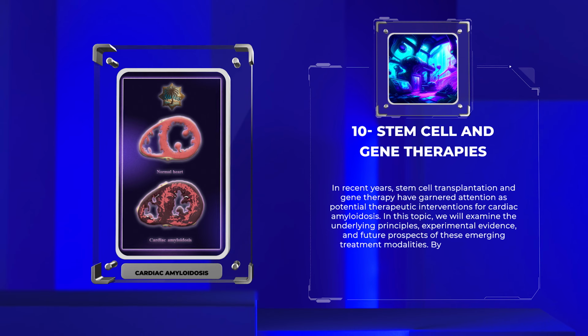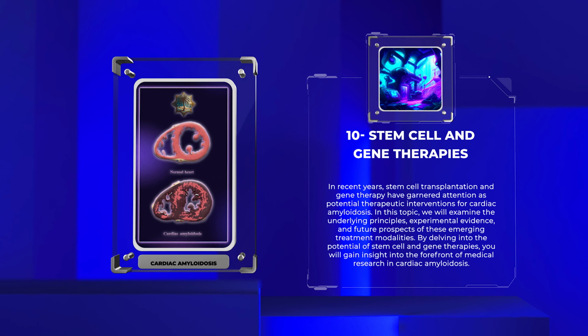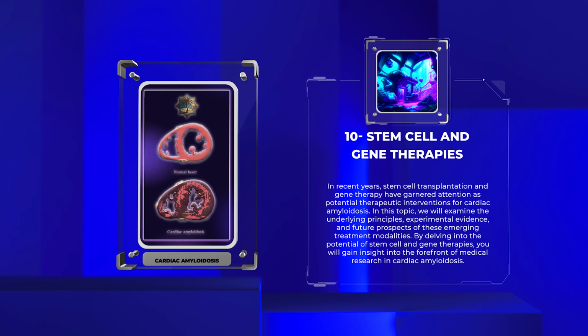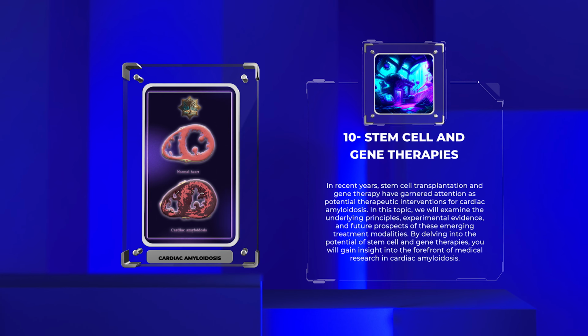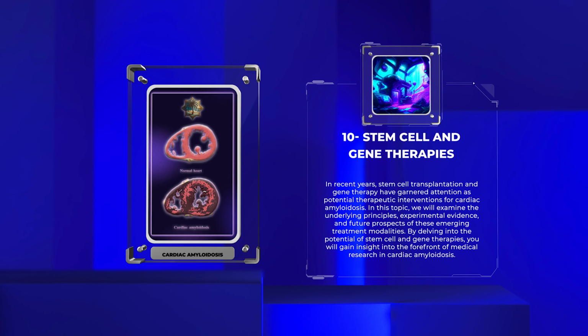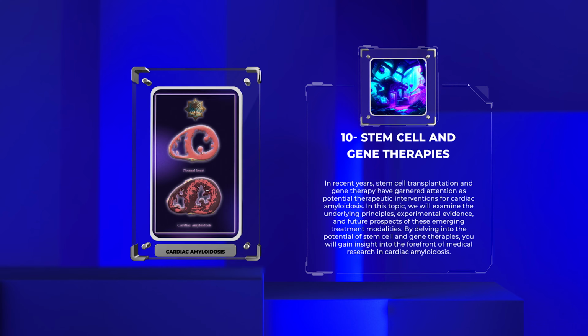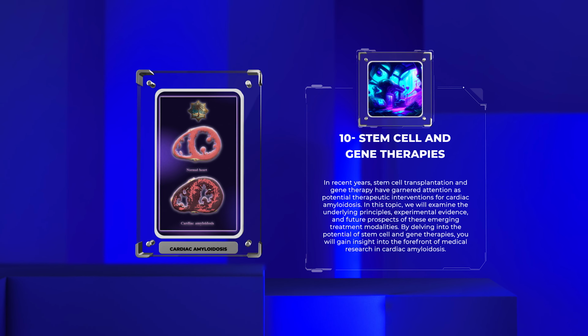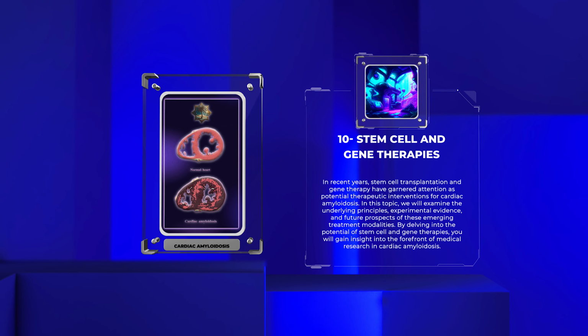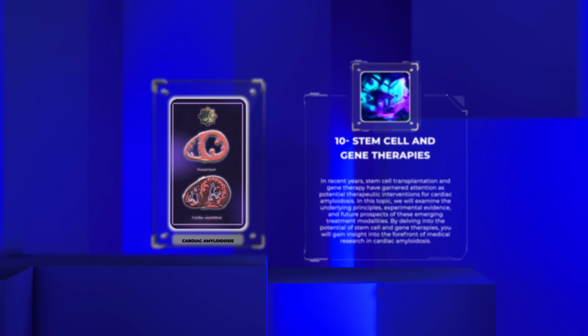In recent years, stem cell transplantation and gene therapy have garnered attention as potential therapeutic interventions for cardiac amyloidosis. In this topic, we will examine the underlying principles, experimental evidence, and future prospects of these emerging treatment modalities. By delving into the potential of stem cell and gene therapies, you will gain insight into the forefront of medical research in cardiac amyloidosis.